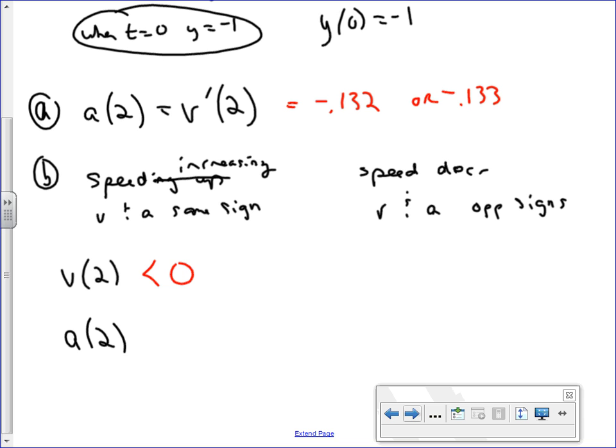Is that the question you already did? Yes? That answer's from A. So that's not unusual, okay? Less than 0 for A. And they have the same sign, therefore, speed is increasing.